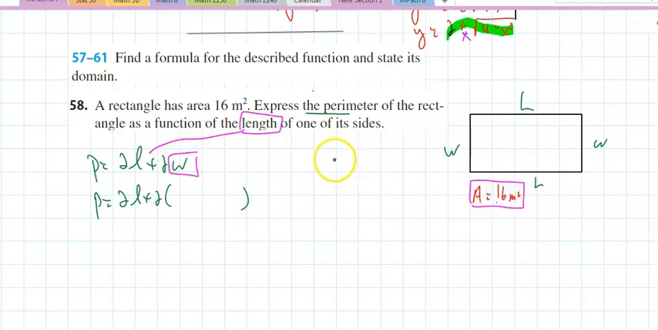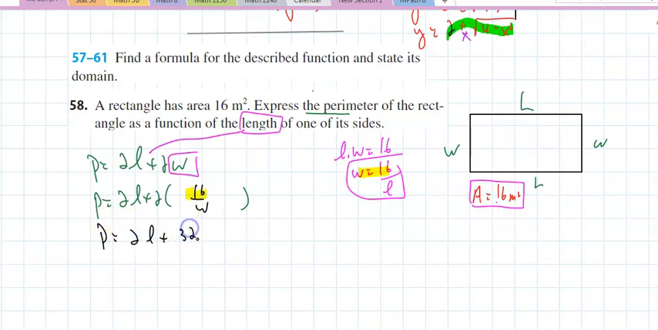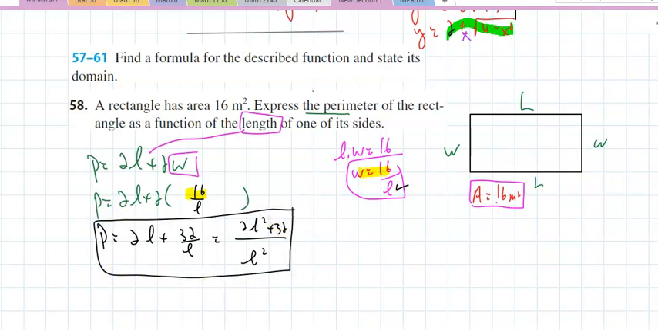I know the area of a rectangle is length times width. Since I want to get rid of W, I'll solve for W. So this is like systems of equations, and I'll substitute the value of W right there. And I would say the perimeter will be twice L plus 32 over L. You know what I meant, right? Or you could say 2L squared plus 32 over L. You don't have to. Either of those will do.